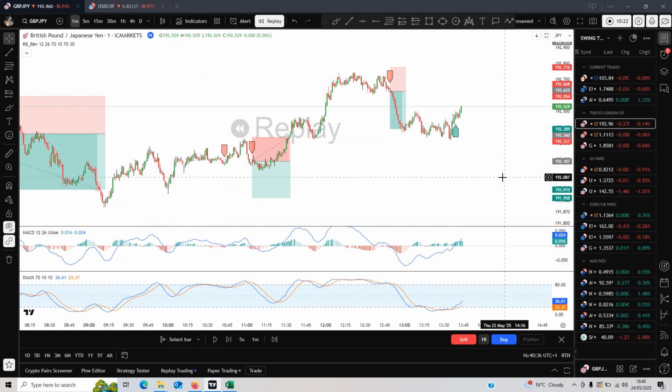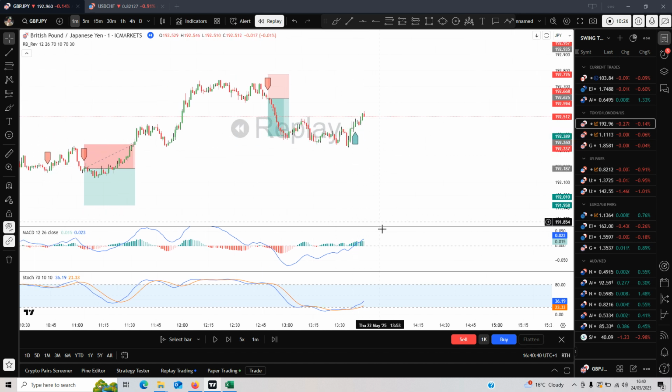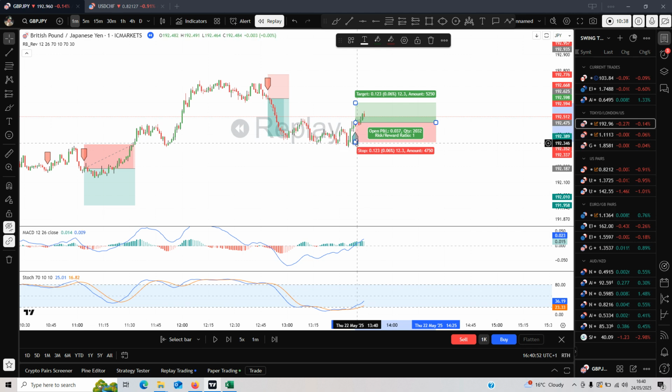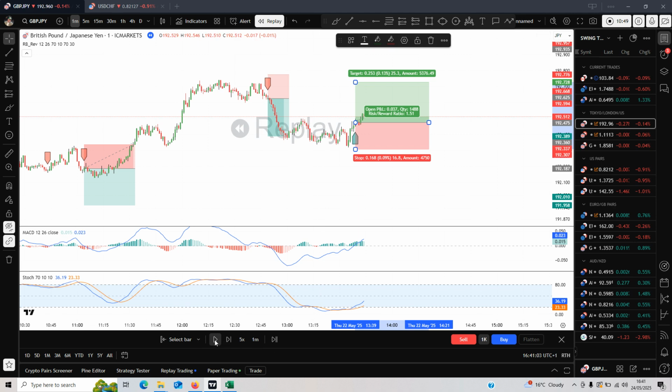Here we go. So we got a buy signal. Perfect crossover. Perfect signal. So let's put a buy here with a stop loss just below that low and a 1 to 1.5. And let's see what it does. Looks like a good trade.